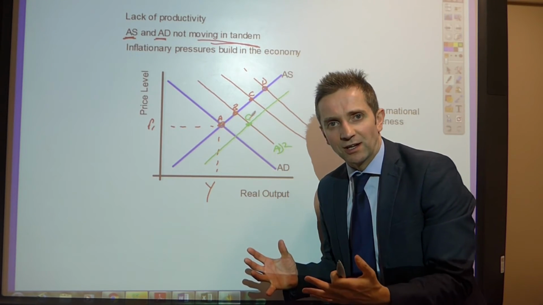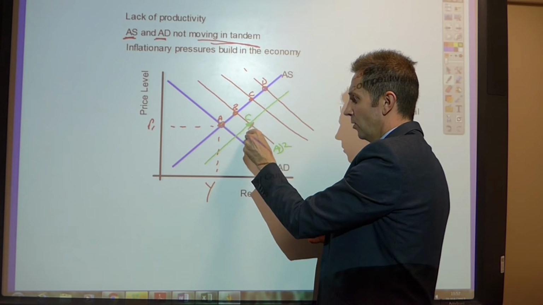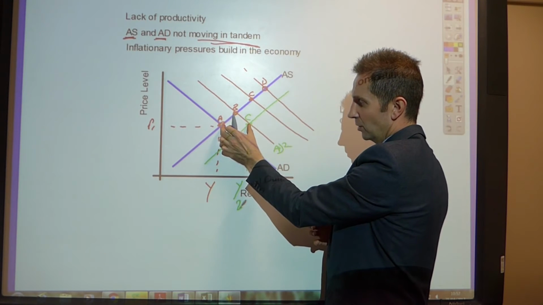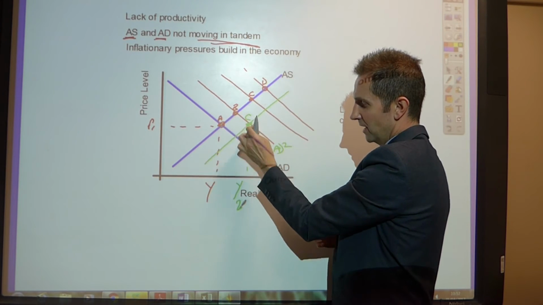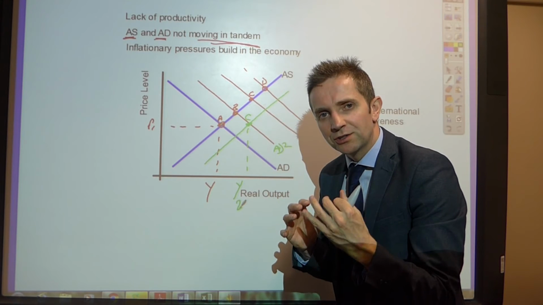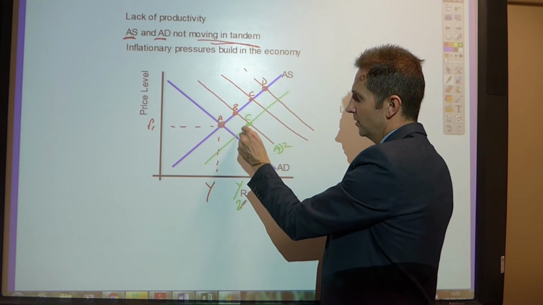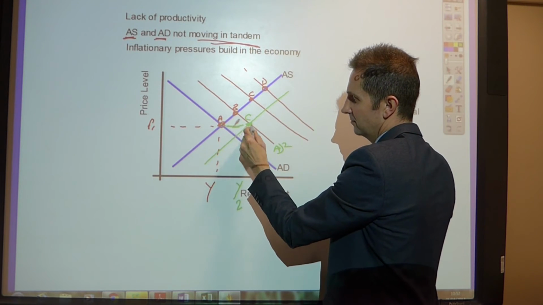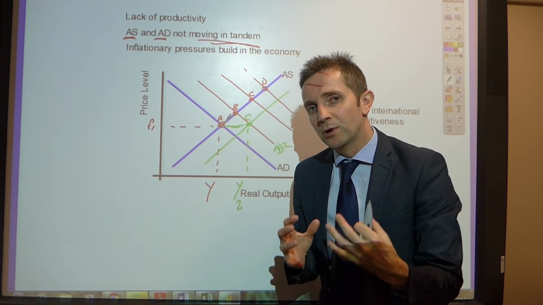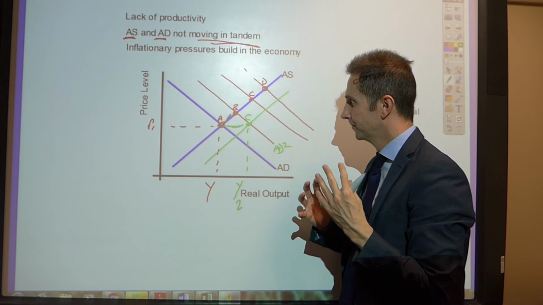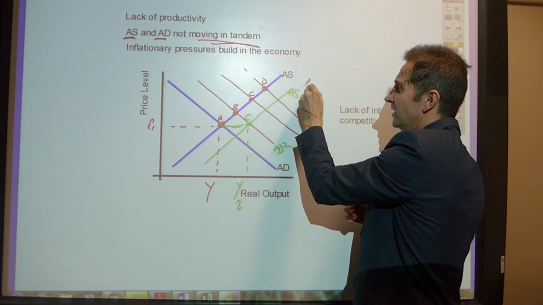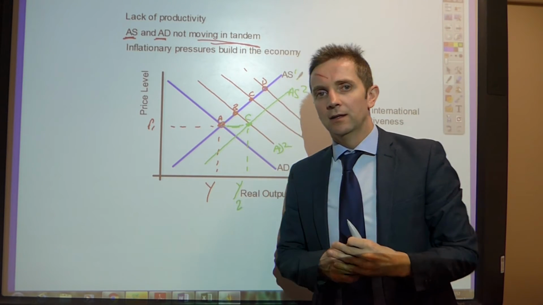Now that's a much more satisfactory state of affairs because, first of all, we've seen greater economic growth: rather than going from A to B, it's now A to C. But also, we are maintaining our international price competitiveness because we can see that this is pretty much on a par with our original start point price level of P1. So it's very important to try and get AS shifting in tandem with AD.